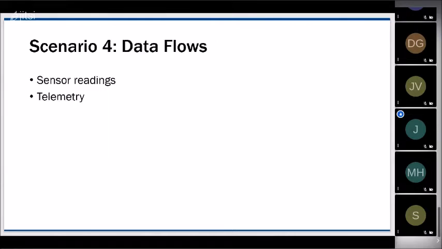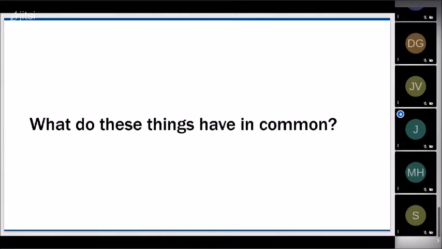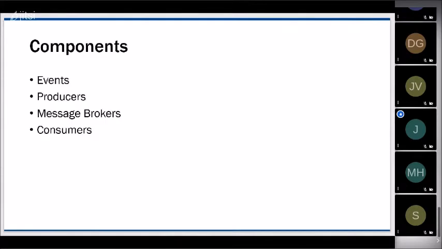And the final scenario we're going to touch upon a little bit is any kind of large streaming data flow. So you have sensor readings or telemetry from monitoring systems. And what all these things have in common is that they all have some sort of event that occurs that you need to manage. And really, event-driven architecture is an architecture that deals with these sorts of events. And specifically, there are a couple of different components in any event-based architecture. You have events, you have event producers or message producers, you have message brokers, and then you have consumers.